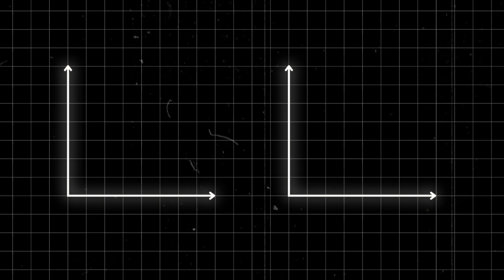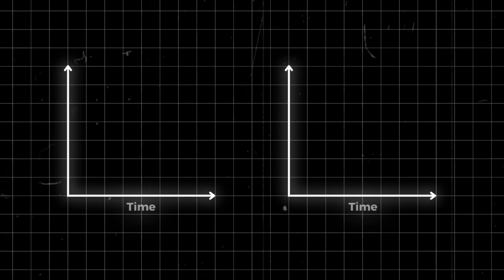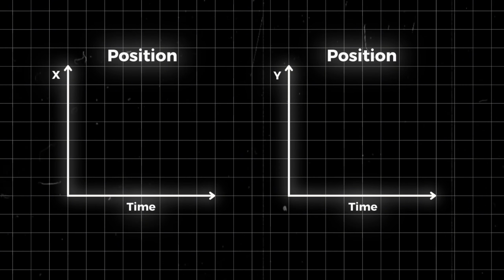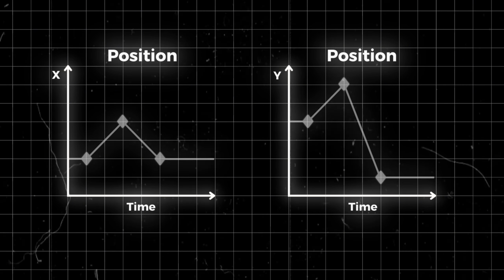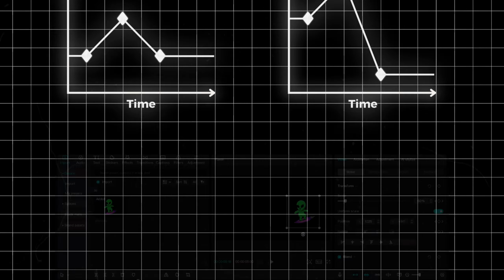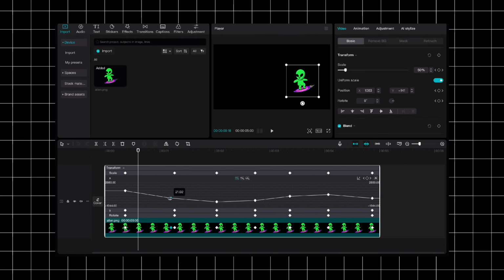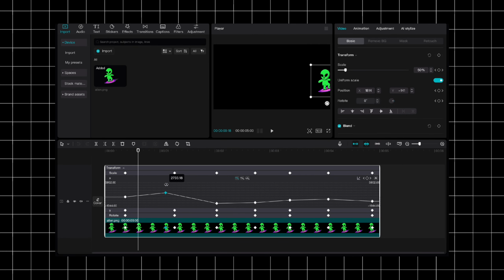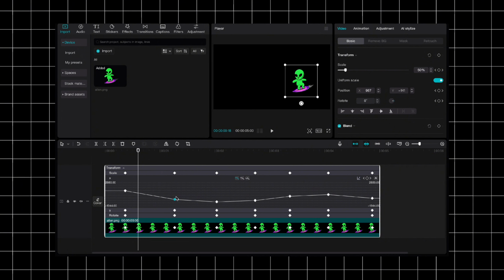You have to think about these layers as graphs. On the horizontal line, we have the time, like the timeline, and on the vertical line, we have a range of values for each property. So these graphs show us how the value of each property changes through time using keyframes as markers. And the cool part is that we can edit these patterns. We can change the value of each property and the timing by dragging the keyframe on the graph.